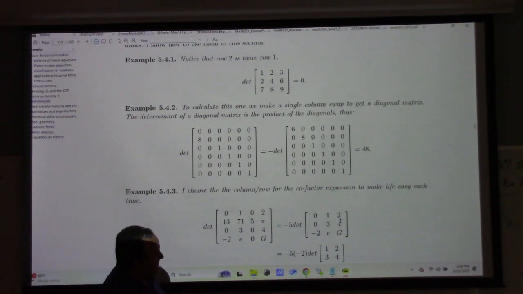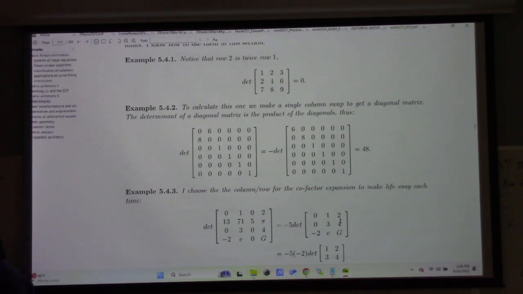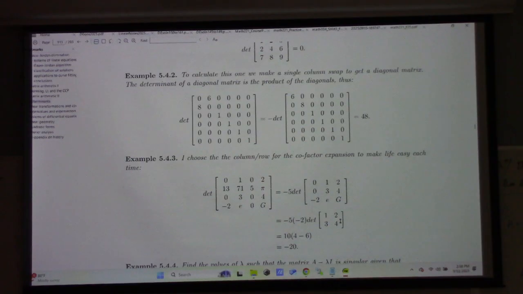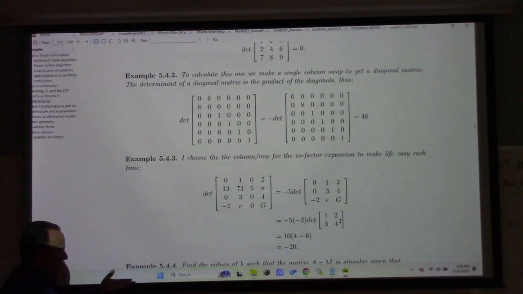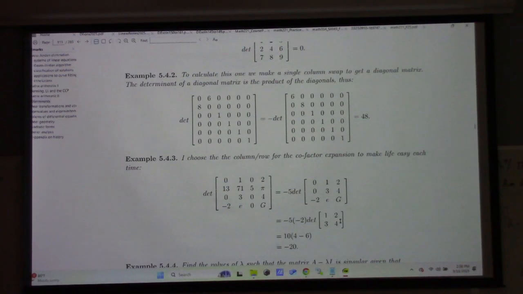And then I probably expanded on the first column. Plus, minus, plus. So that's why I put a minus 2 here. The minus 5 is still there. And then everything not in there, which is the 1, 2, 3, 4, right? And that is 10 times 4 minus 6, which is minus 20. All right. I managed to not make a sign error this time.